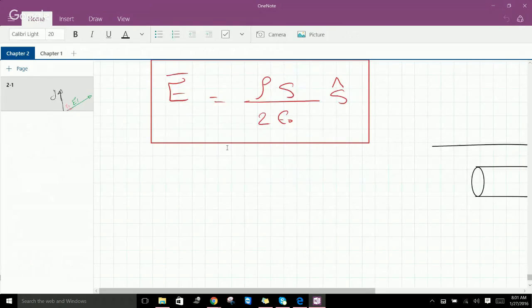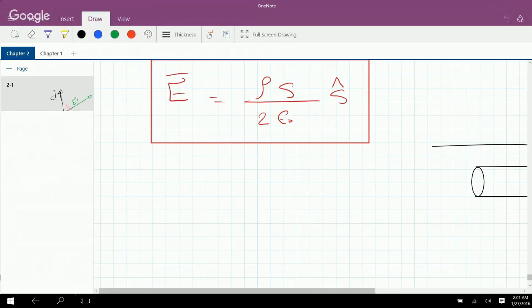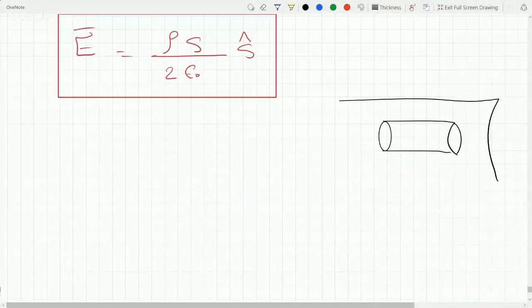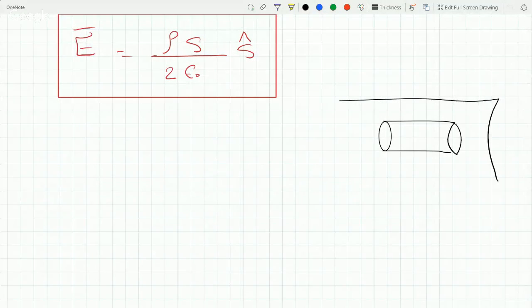Okay, it takes a few moments to sync, so I don't have to rewrite what I wrote. Give it a second. So now I'm going to take a Gaussian surface between both of my cylinders, so I can evaluate the electric field in the region in between them.